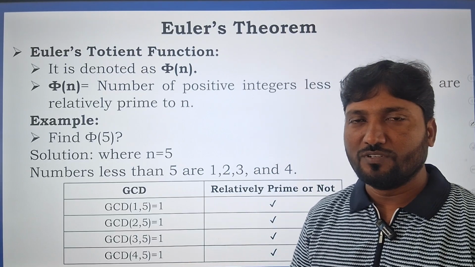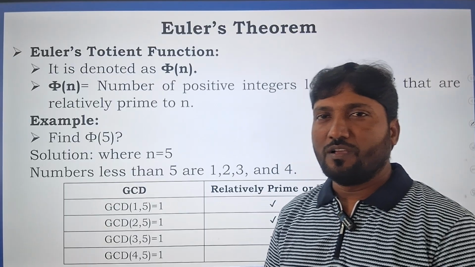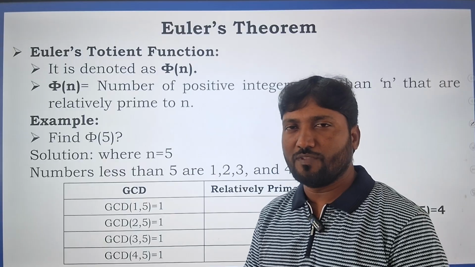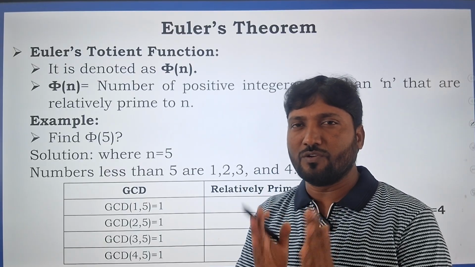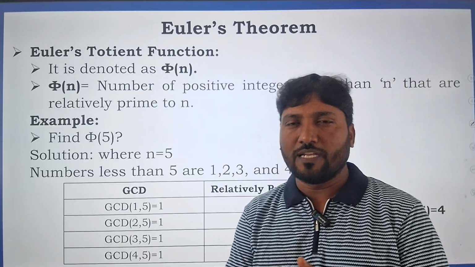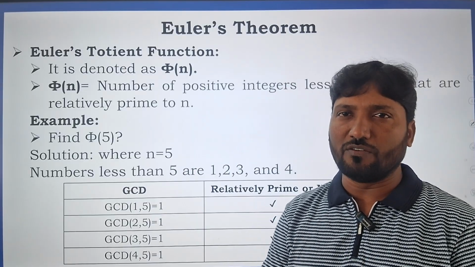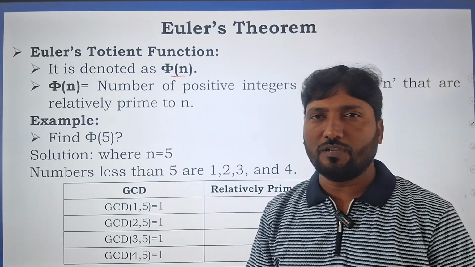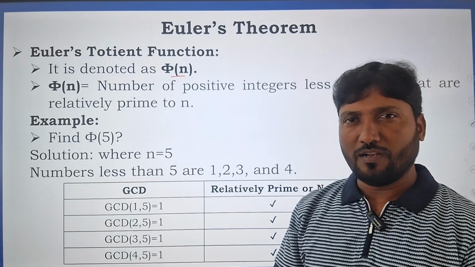In this video, we are going to discuss Euler's Totient function. Before discussing Euler's theorem, we must know what the Euler's Totient function is. So, what is the Euler's Totient function? That can be denoted by phi of n. So, that is this value. How will we calculate the phi of n value in number theory?